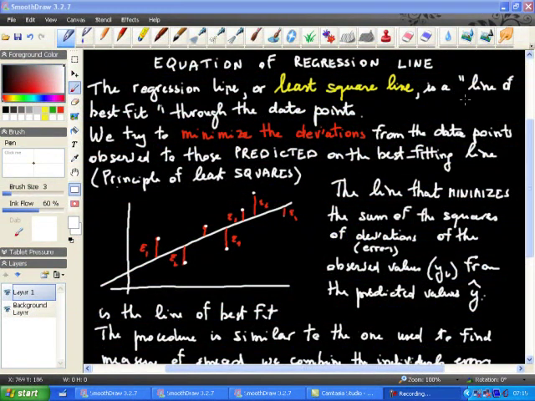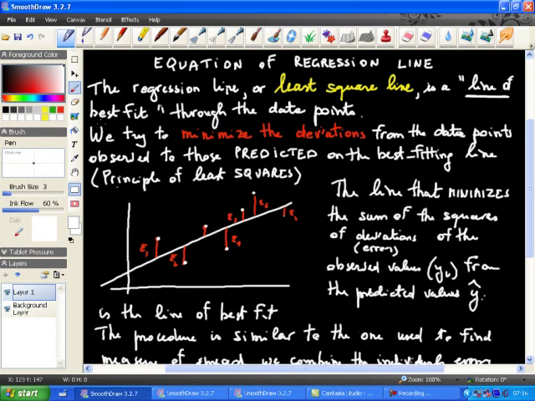Once we know that the correlation coefficient is significant, we can go on and try to find the equation of the regression line, which is also called the least squares line, or a line of best fit through the data points. We try to minimize the deviations from the data points that are observed to those predicted on the best fitting line. And this is called the principle of least squares.